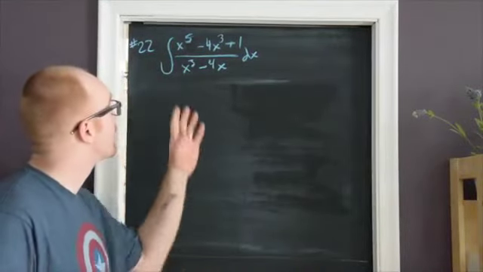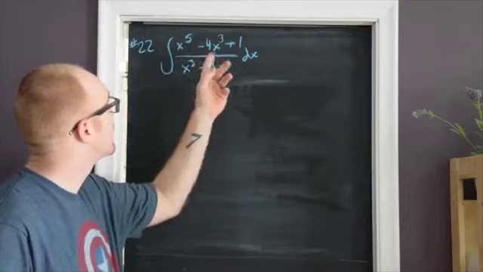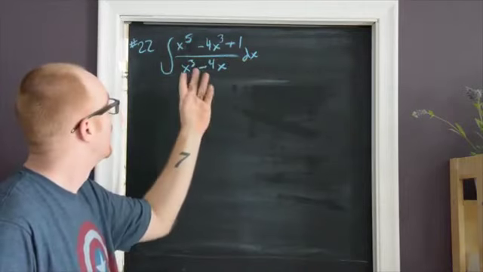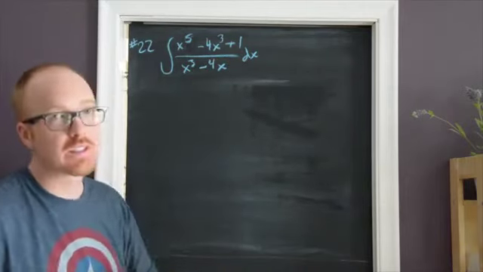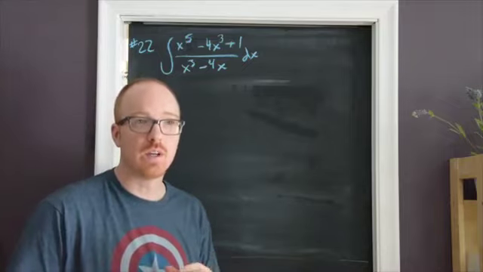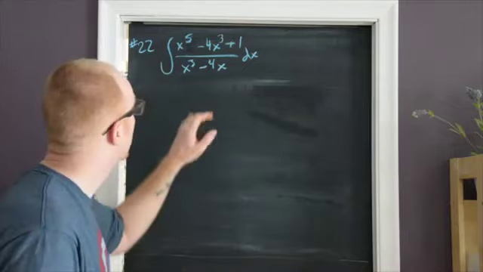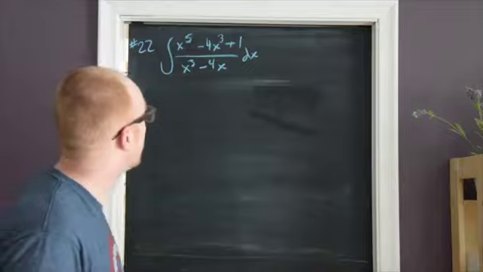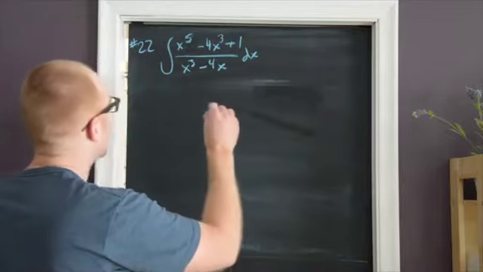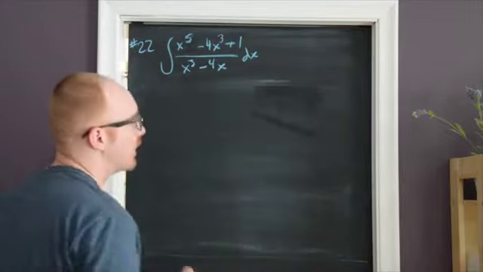Okay, last one. This is question number 22. We got x to the 5th minus 4x to the 3rd plus 1 over x to the 3rd minus 4x. The thing you want to do is long division of polynomials here.